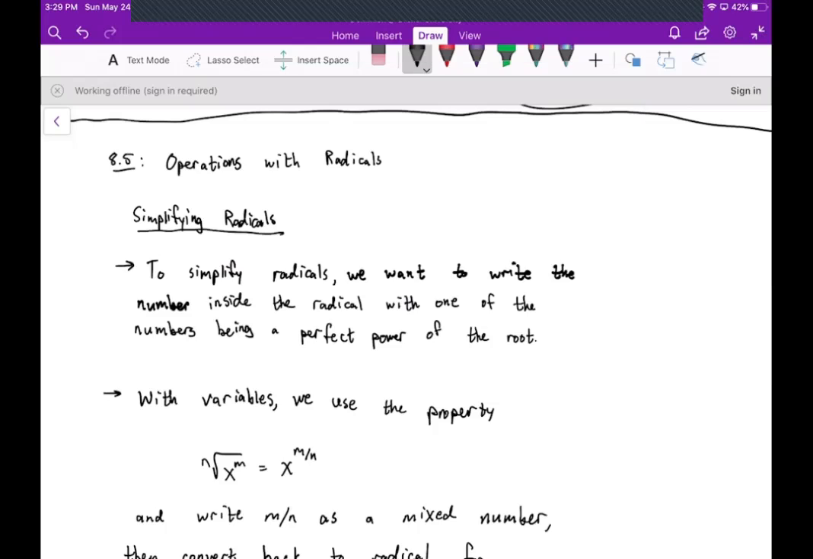Okay, guys, welcome. Today we're going to talk about operations with radicals. Now, in the last video, we talked about simplifying radicals, which we're going to need again. So I just wanted to sort of refresh your memory on that.